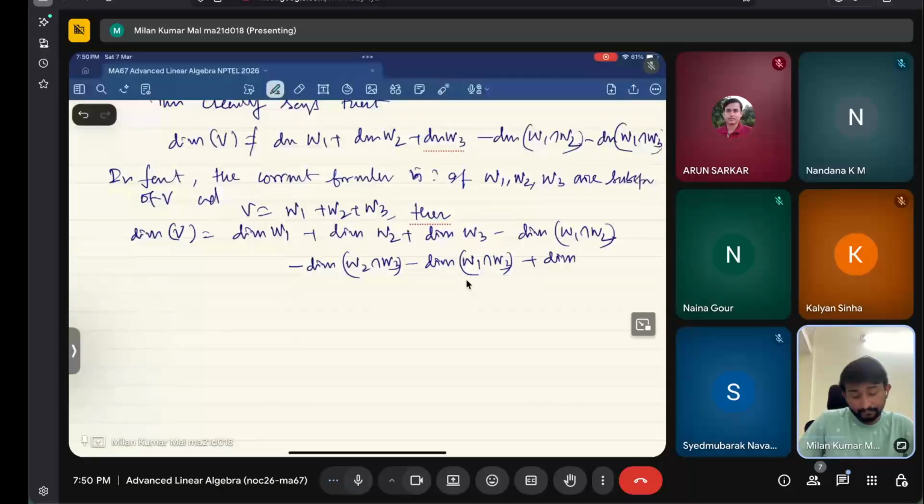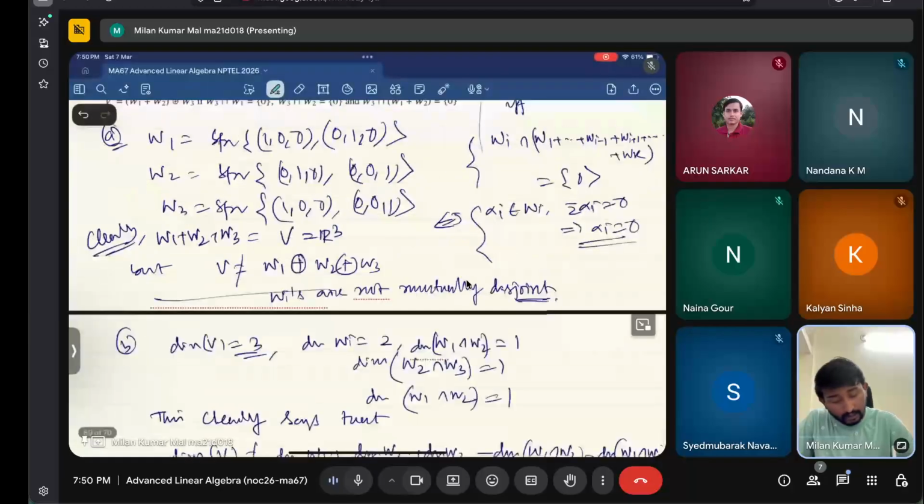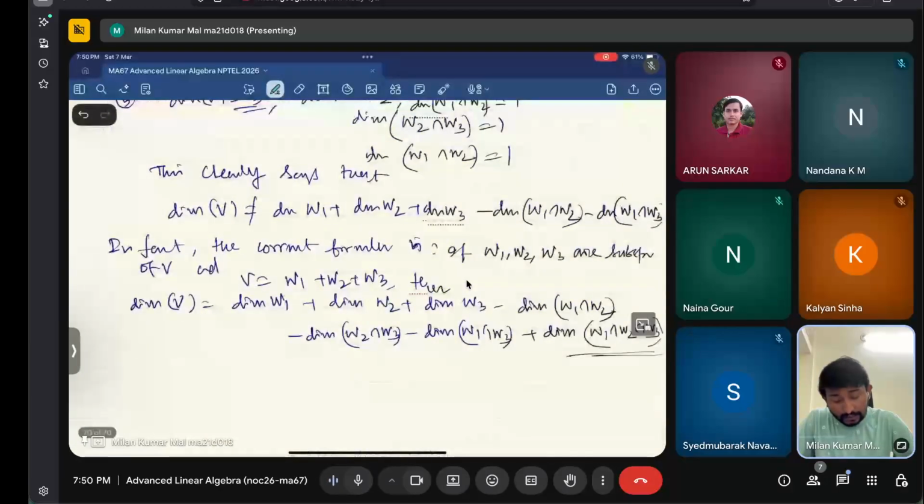So this is already the correct formula. So that's why the second option is incorrect. That's clearly what one can say from here. And the third option is also incorrect, with this counter example. Why is the third option incorrect? Let me check once.